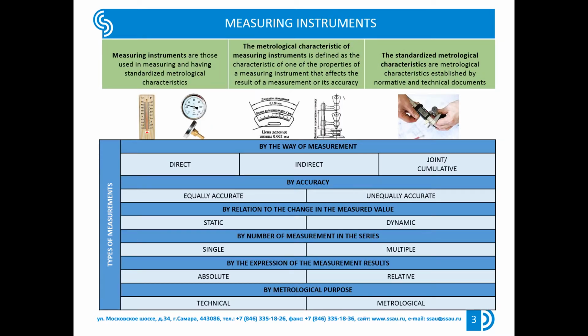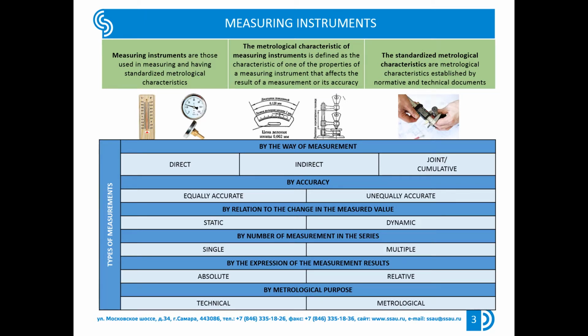Technical means used in measurements and having standard metrological characteristics are called measuring instruments. The metrological characteristic of measuring instruments is defined as the characteristic of one of the properties of a measuring instrument that affects the result of a measurement or its accuracy. In order to determine the accuracy of measurements, the normalized metrological characteristics of technical means are necessary. The standardized metrological characteristics are metrological characteristics established by normative and technical documents.